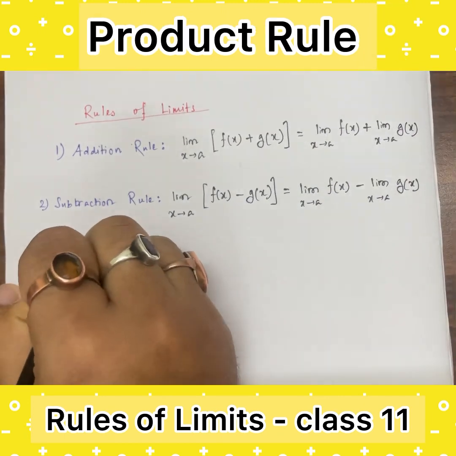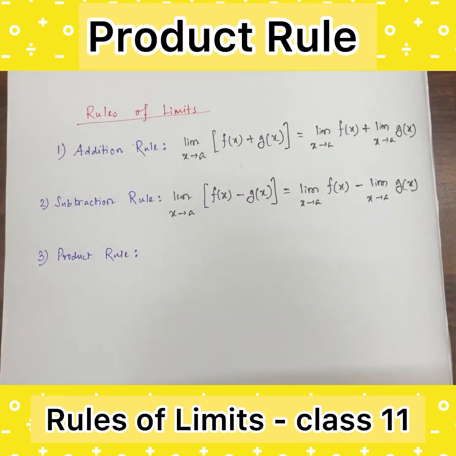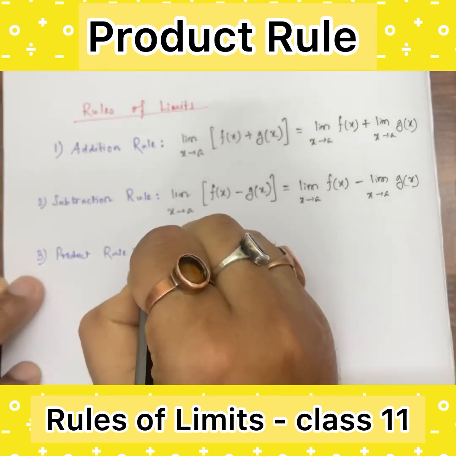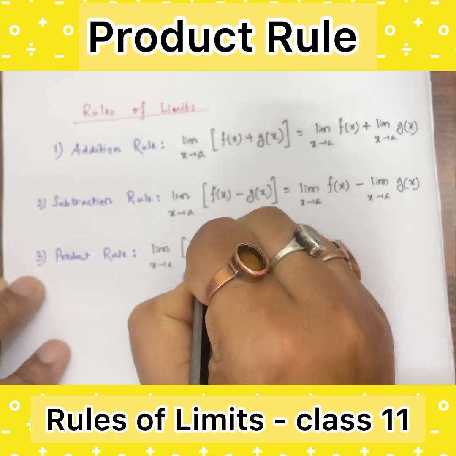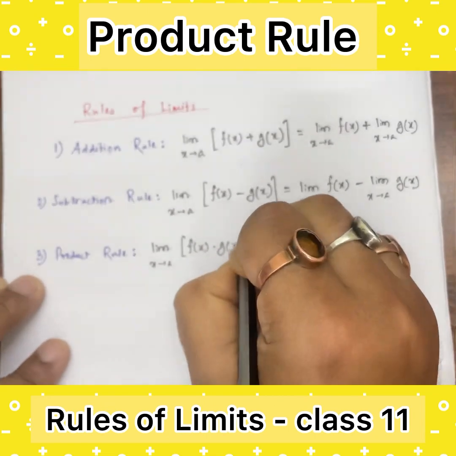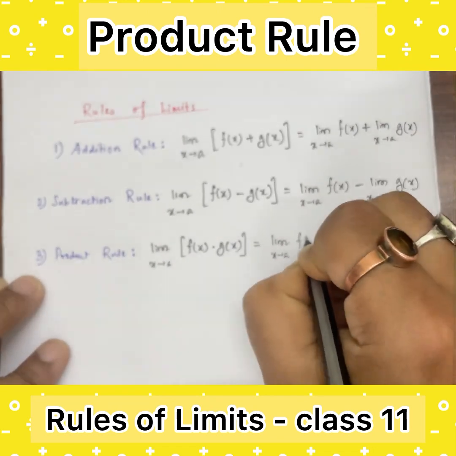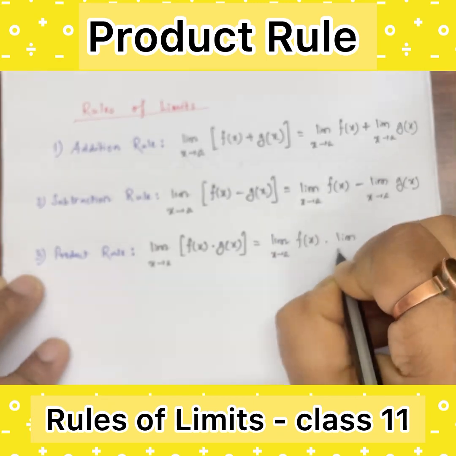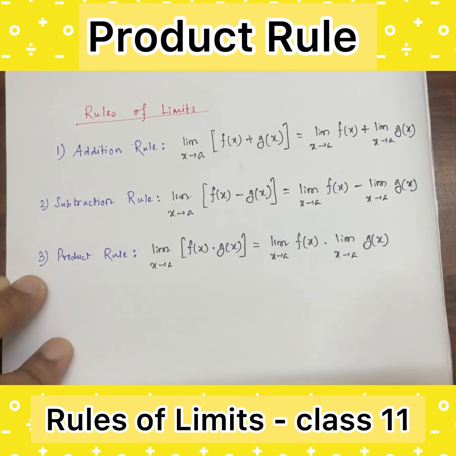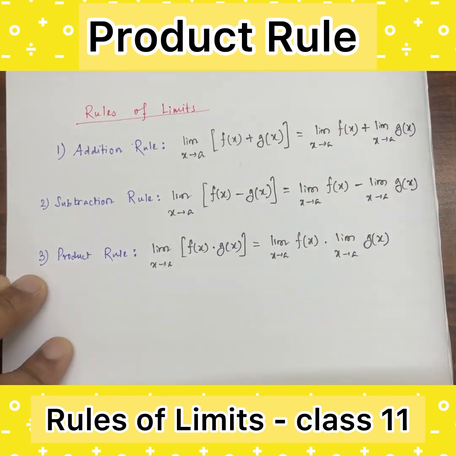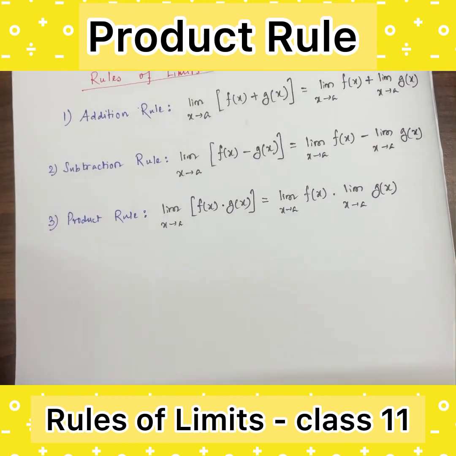We will talk about the product rule. So in the product rule, the limit as x tends to a of f of x times g of x will be given as the limit as x tends to a of f of x times the limit as x tends to a of g of x. So just like the subtraction rule, here also you will be separately doing the limits and taking the product of the values. So this is the product rule.